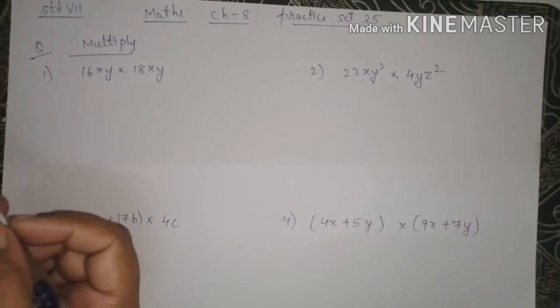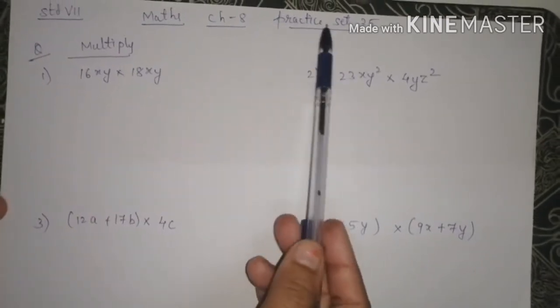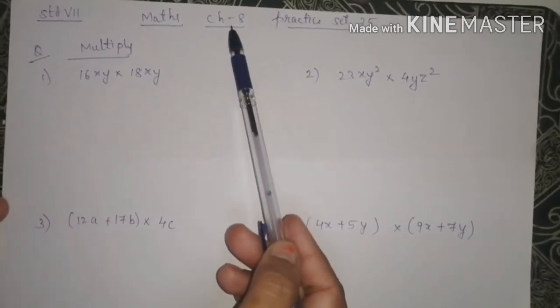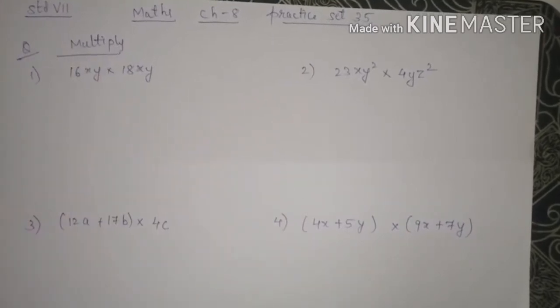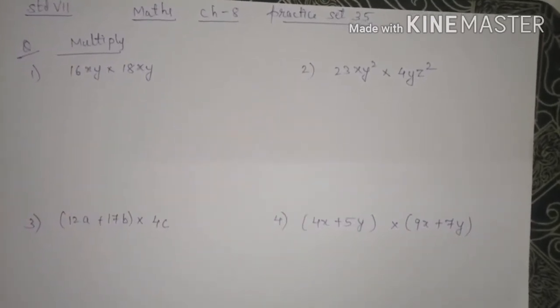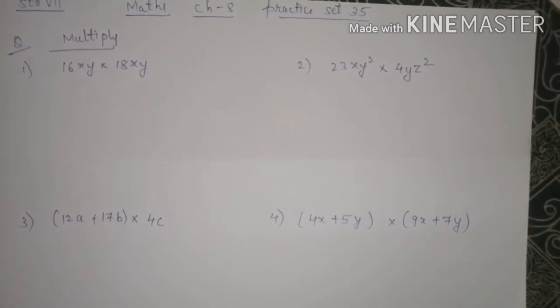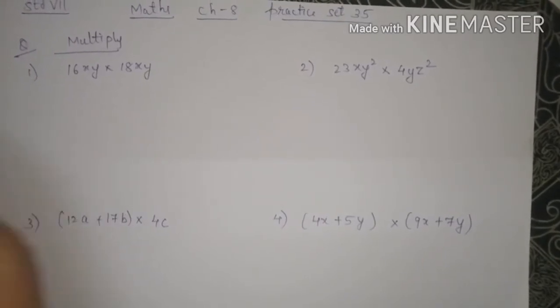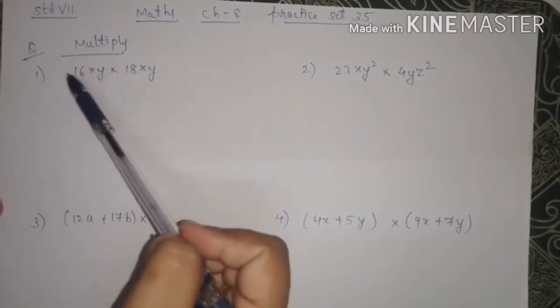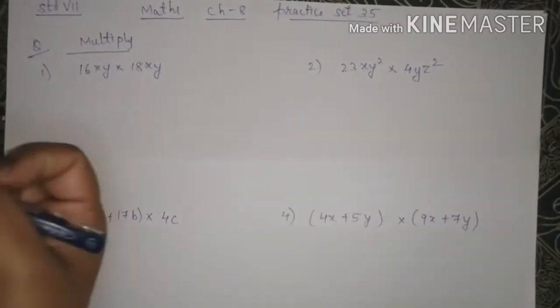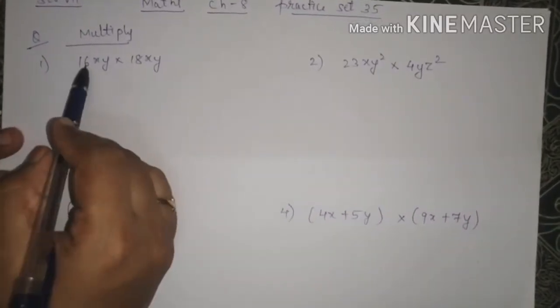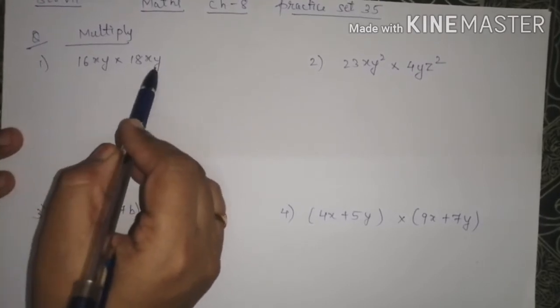Welcome students. Today let us start with practice set 35 of chapter number 8, multiply. In the previous two exercises we have seen addition of algebraic expressions, how to add, then subtraction. Now let's see about multiplying the given terms, or you can say algebraic expressions. It is 16xy multiply 18xy.